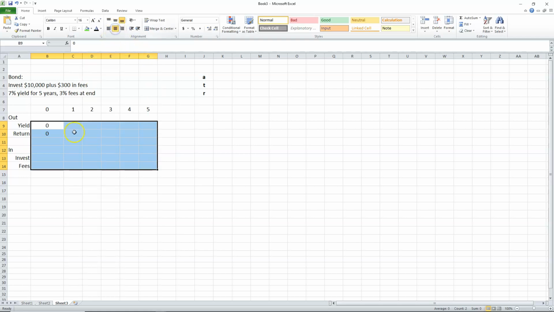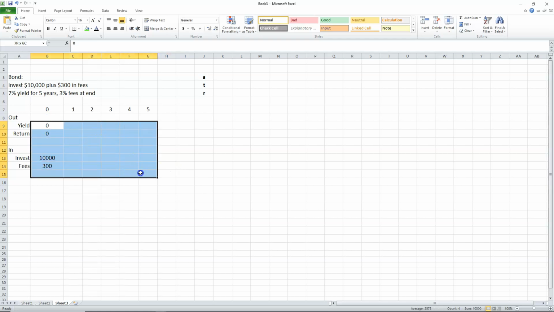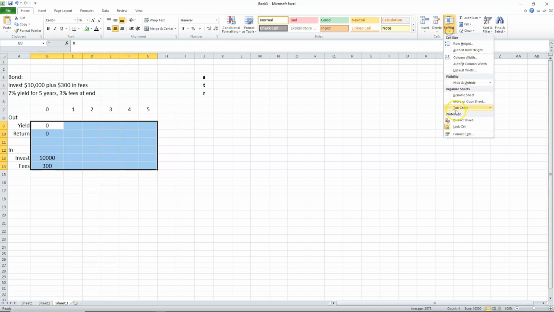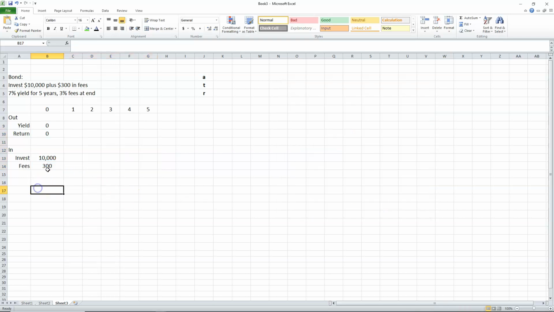And if you don't mind, I like to see my numbers lined up correctly. So what happens during that first year? Well, I'm going to invest $10,000, and I'm also going to pay $300 in fees. And for those of you who get lost in these zeros, one thing you can do in Excel is say format cells, format number, and I'm going to use the $1,000 separator. So what happens in year 1? Well, year 1, I get my 7% yield. So 0.07 times whatever this guy is. And so I get $700.